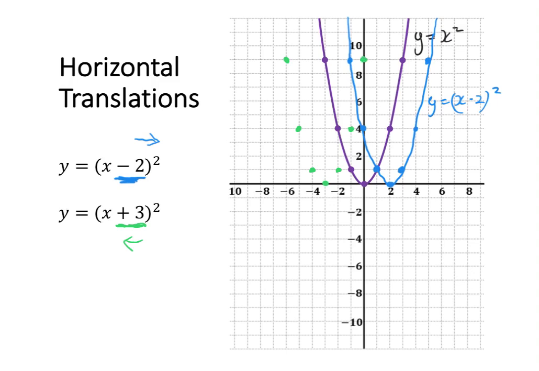Now that I've plotted all of my points, I can go ahead and join my dots to form my new parabola, labeling it y equals x plus 3 squared. So that's some examples of how to sketch a parabola using the base y equals x squared when the formula contains a horizontal translation.